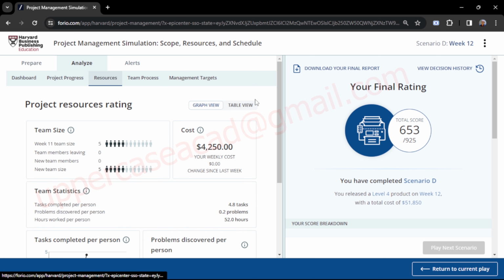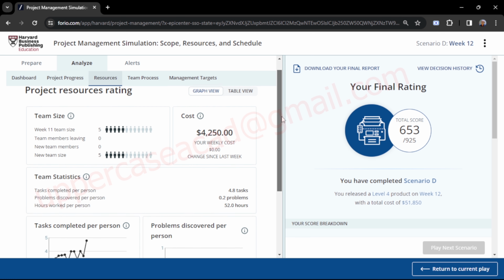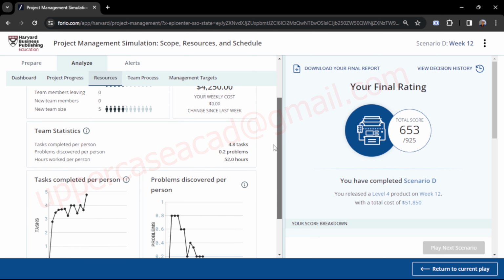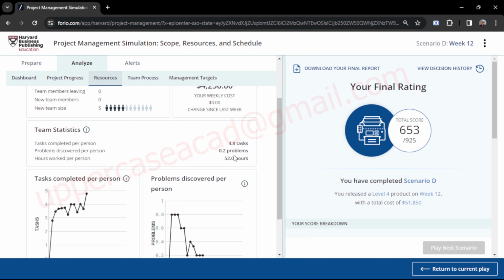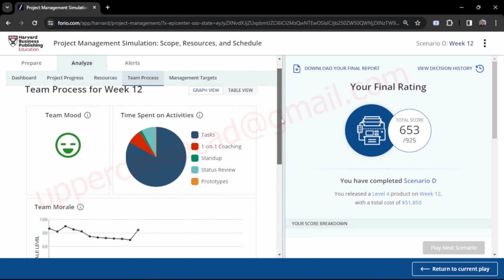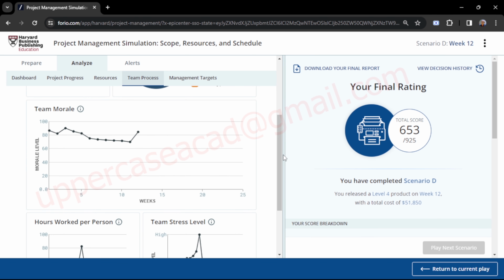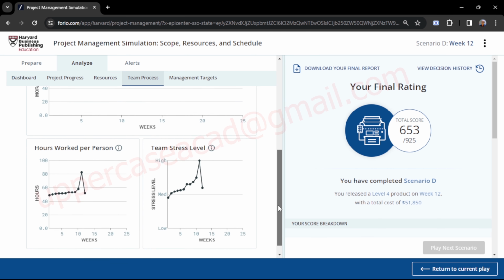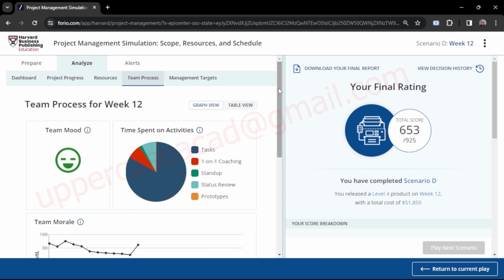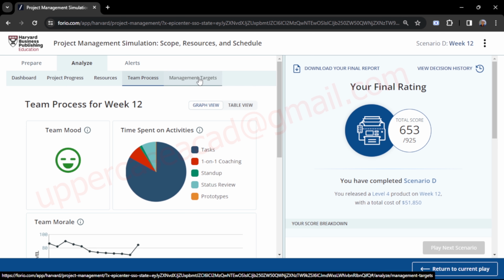Then in terms of the project progress, this is my summary. Then the resources: you can see that my team size for week 11 was 5. Then my team statistics, you can see here. Team process, this is the average team mood again. The morale is here, the hours worked per person and the stress level. Because if you employ so many people, it will be very, very expensive. So you just have to have a given portion, one which is manageable and within your budget.